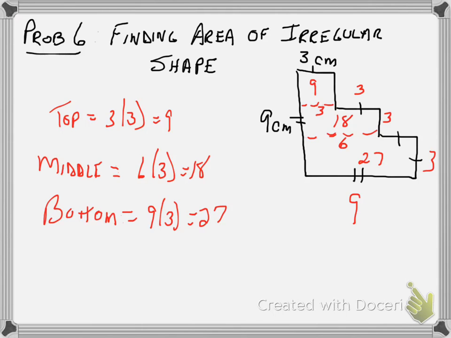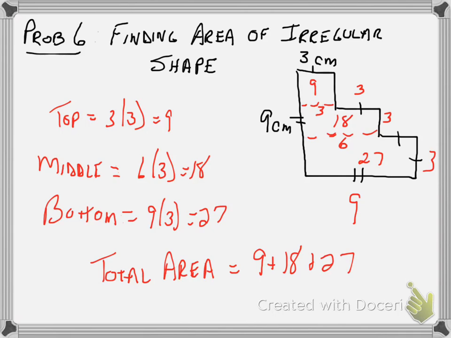So to find the total area of my figure, I'm going to take the areas separately. 9 plus 18 plus 27. I'm going to add them together, and I'm going to get 54. It's a total area. My unit is centimeters, so when we're dealing with centimeters and we're dealing with area, it's going to be centimeters squared. Again, don't forget your units.